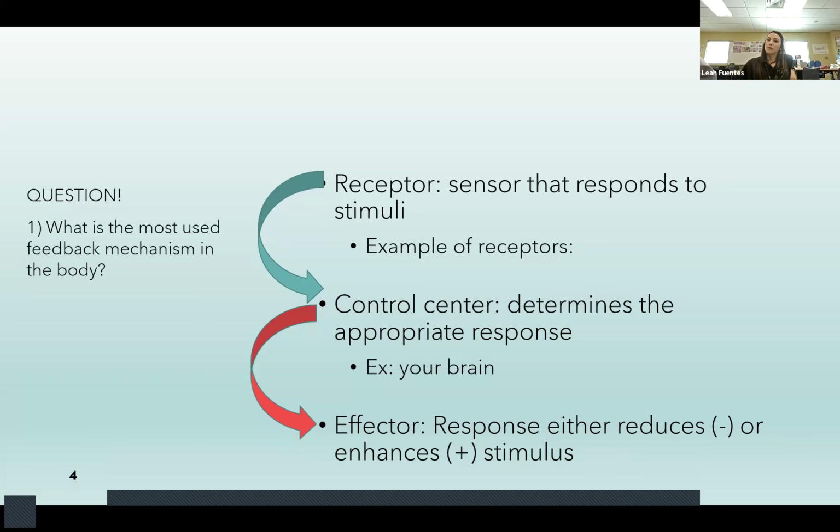Wait, so a receptor is not exactly like something that receives something, it could be anything that throws anything off balance? Yes, kind of. But usually it's like a switch.